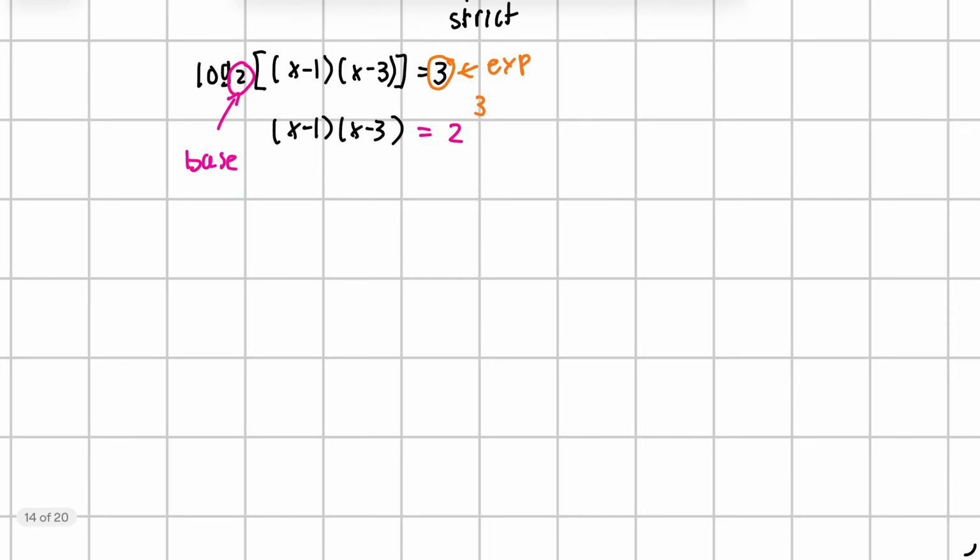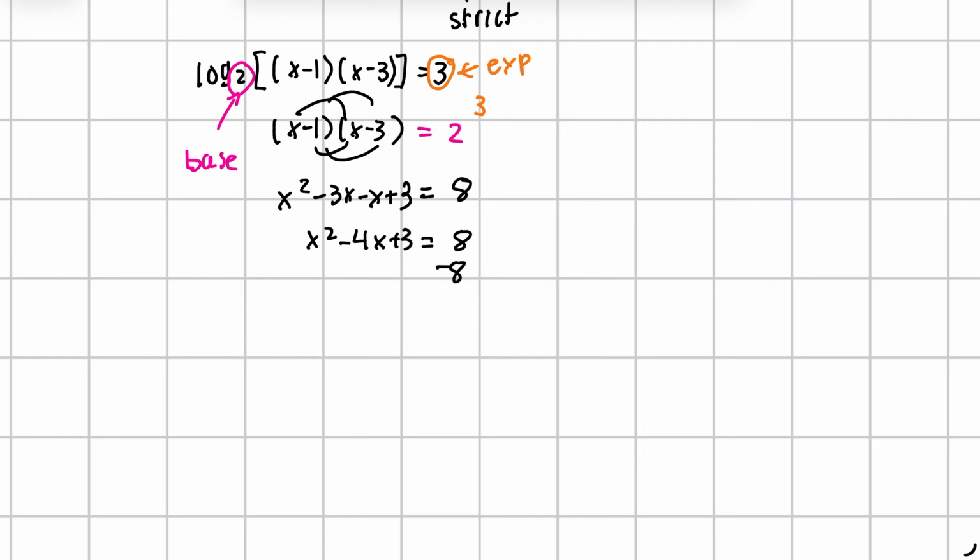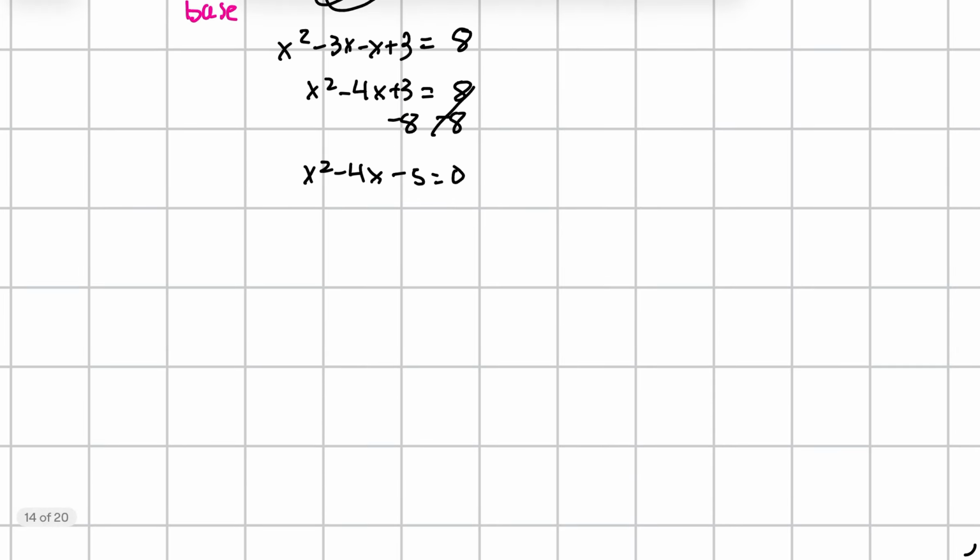Now we can simplify this. This is equal to 8, and we can just multiply. So that's going to be x squared times negative 3x minus x plus 3, which is x squared minus 4x plus 3 is equal to 8. So then subtracting 8 from both sides, we get x squared minus 4x minus 5 is equal to 0. Now we can factor this. What multiplies to negative 5 but adds up to negative 4? Well, that's x minus 5 and x plus 1. So that's equal to 0.